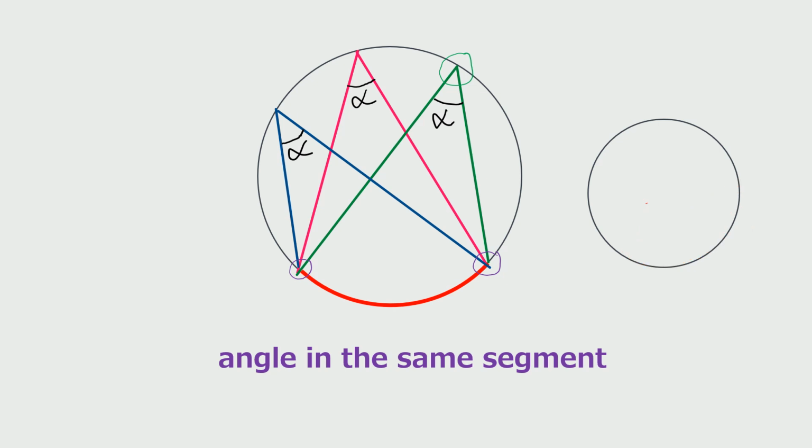Another example is this. You can have two angles, both touching the circumference of the circle. However, they don't come from the same arc. Can you see? This one comes from here, but the other one is this arc here, the green color one. So they don't come from the same arc. Therefore, this is not angle in the same segment.